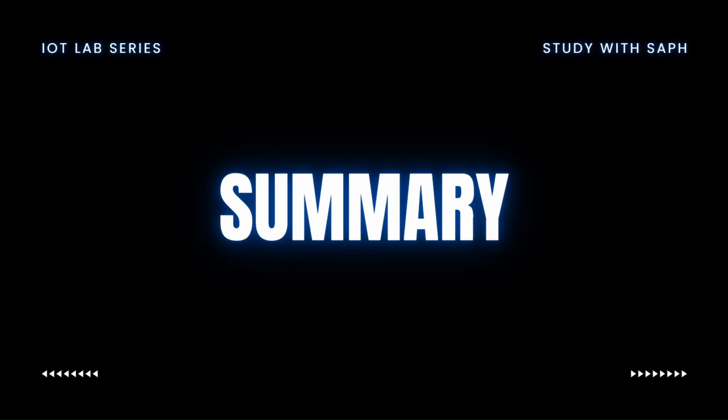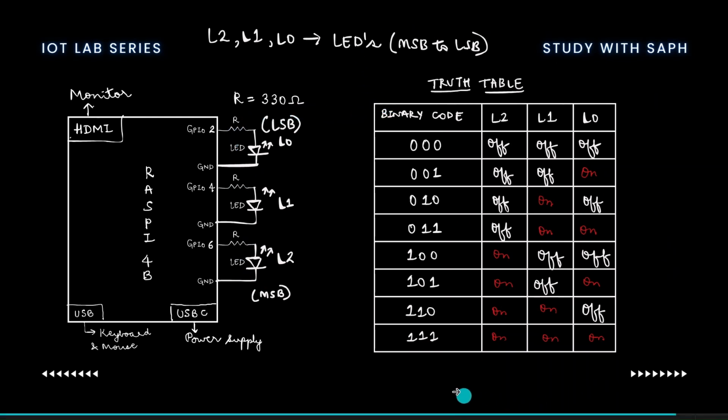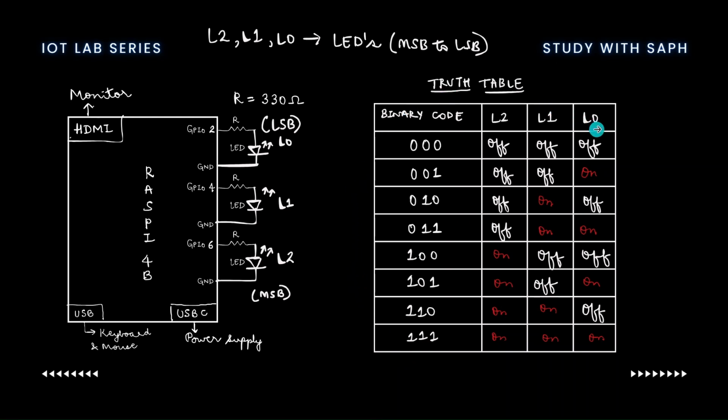Now, that was the demonstration. Coming to the brief summary of the entire experiment. On the left is the circuit diagram with the 3 GPIO pins connected to the 3 resistors and the LEDs. The entire functioning of the circuit is represented in the form of a truth table. 3 LEDs L0 to L2, MSB position, LSB position.